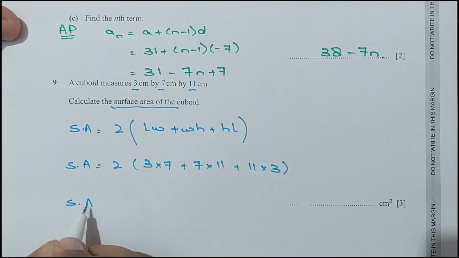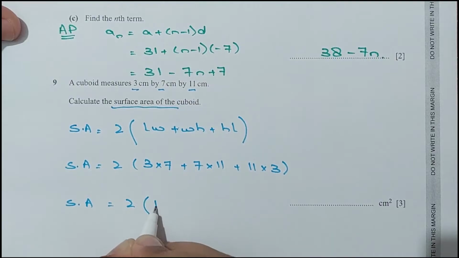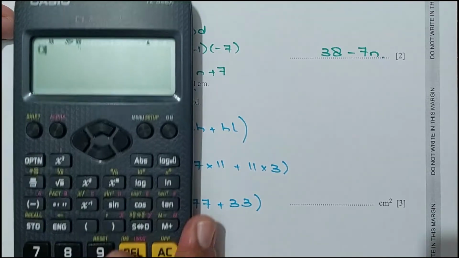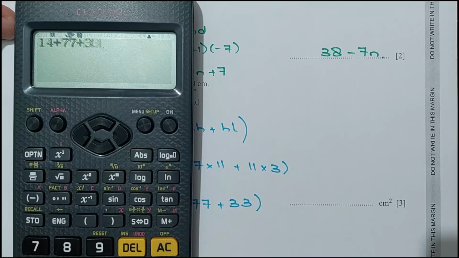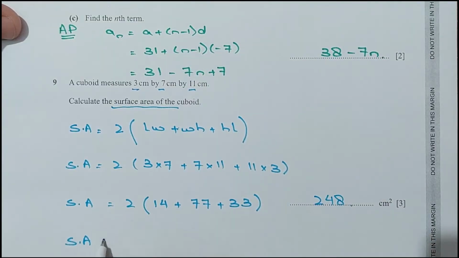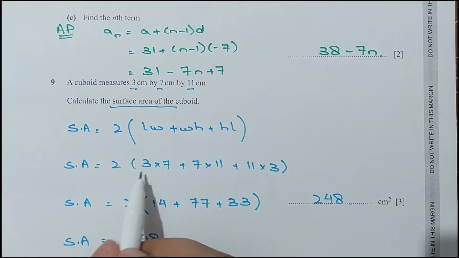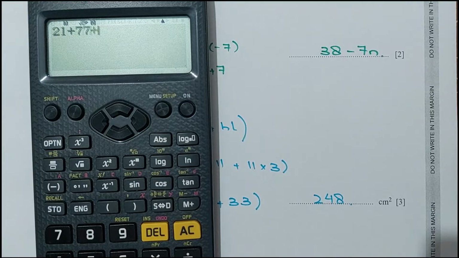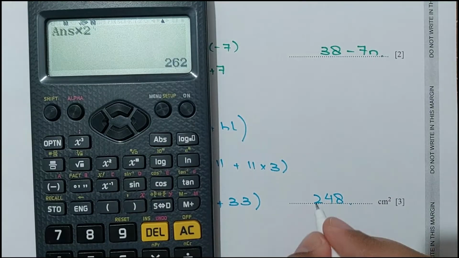Okay, so the surface area is 2 times 3 times 7 is 14, 7 times 11 is 77, 3 times 11 is 33. Okay, so what would be the surface area? 14 plus 77 plus 33 times 2, 248 square centimeters. Oh my bad. 3 times 7 is 21, not 14. I messed up. 21, 77, 33 times 2 is 262.